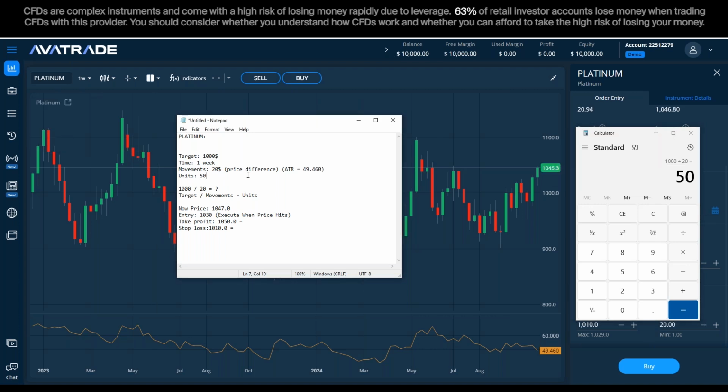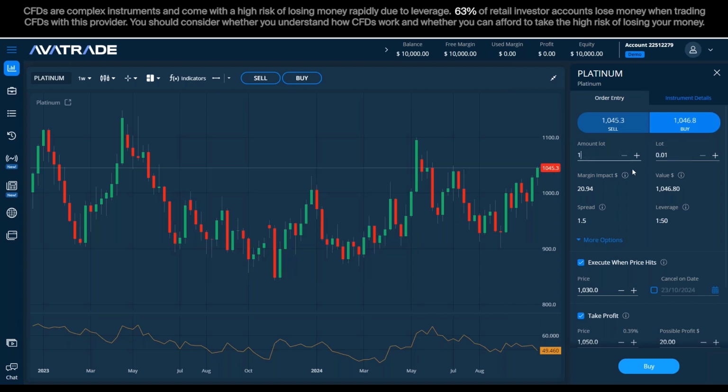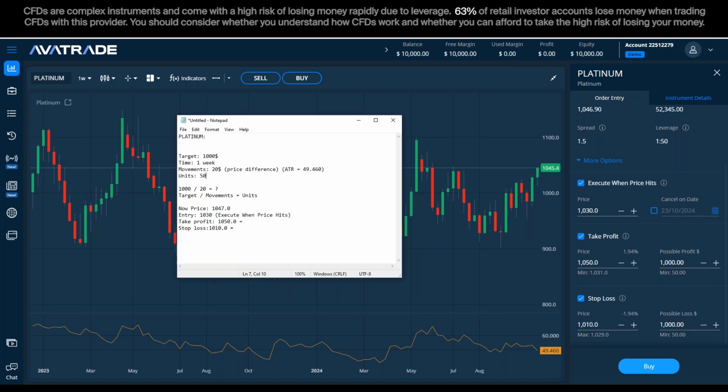Okay, let's test that out, see if it works. So in here, we're gonna place 50, and of course, it makes pure sense. It will be a flat 1,000 because we used execute when price hits. Therefore, it leads us to 1,000 for profit or loss. The problem that I have with that is, first of all, I would like to know if I have enough money to acquire this position in the first place.